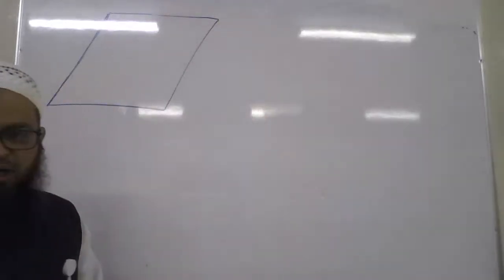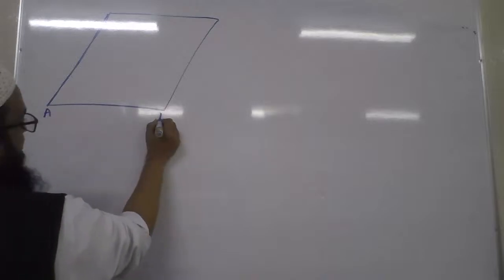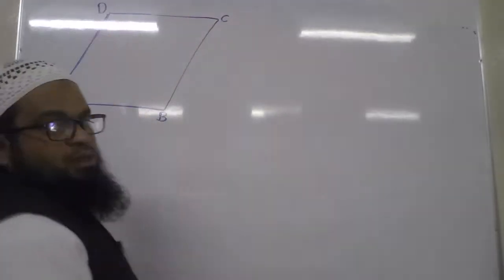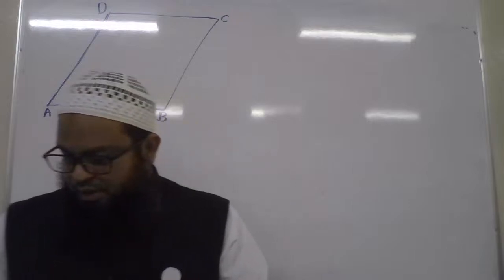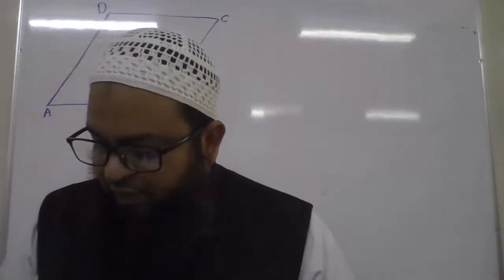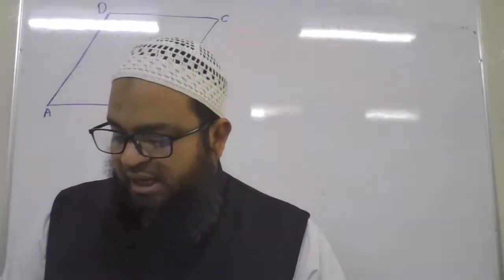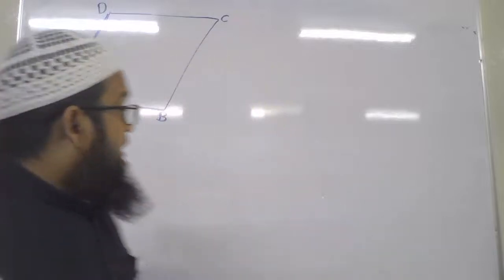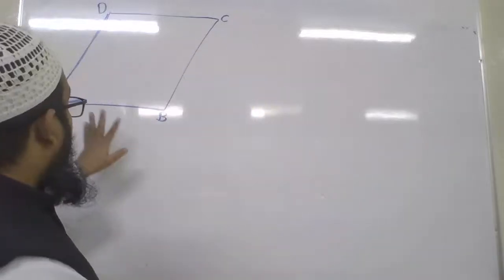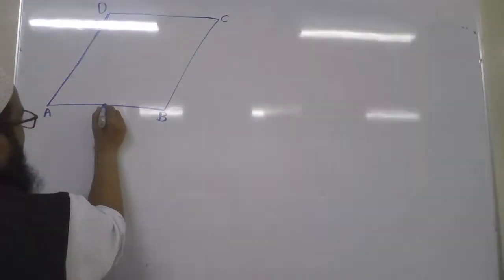So this is parallelogram ABCD. A, B, C, and D. So ABCD is a parallelogram. Now E and F are the midpoints of side AB and CD respectively. E is midpoint of AB. So let us say this is midpoint.